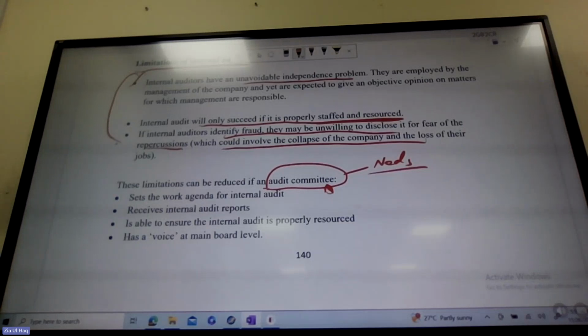So how can the audit committee avoid these limitations? Audit committee sets the work agenda of internal auditor, meaning what he will do. They will receive internal audit reports and take action on this. They ensure the internal audit is properly resourced. If there is a shortage of staff or resources, he will ask the audit committee to provide them, and he has a voice at main board level. He can raise all the frauds, even relating to management, not directly, but indirectly through the audit committee. But if there is no audit committee, then internal auditor will have these three problems.